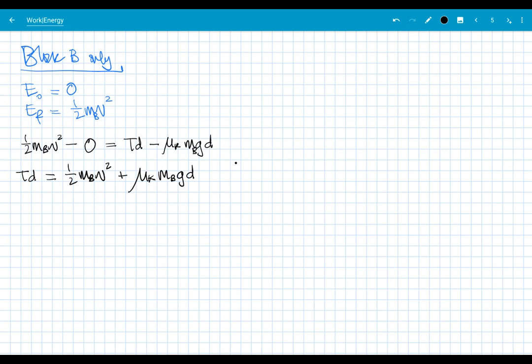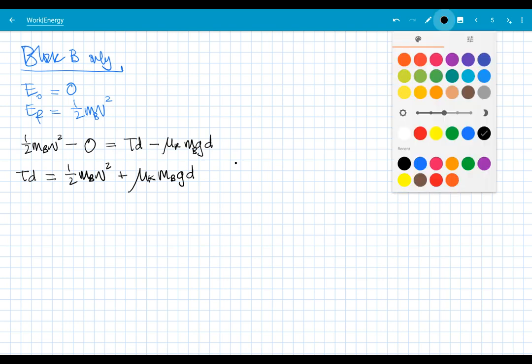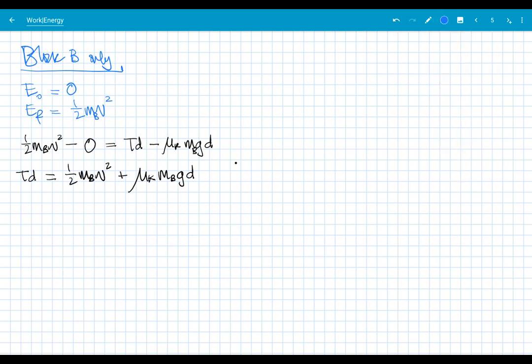So this all looks fine except for that speed, which we don't know, right? We don't have an expression for that speed. So there's some different ways to go about this. What you could do is look at block A by itself here. We could look at that. We could also look at the system as a whole.